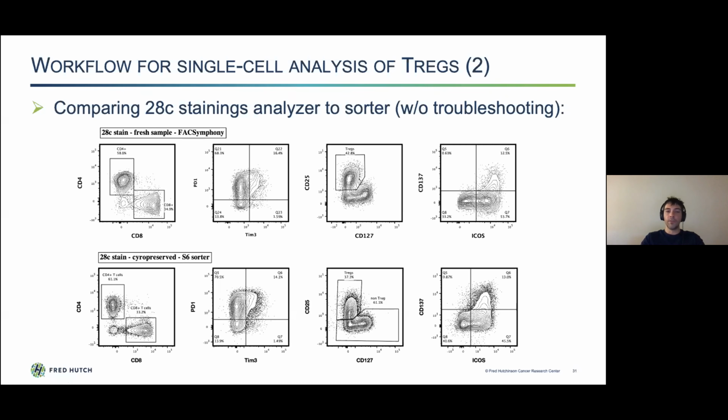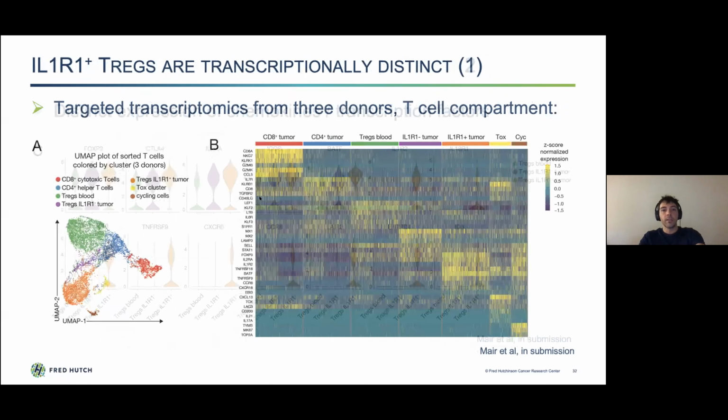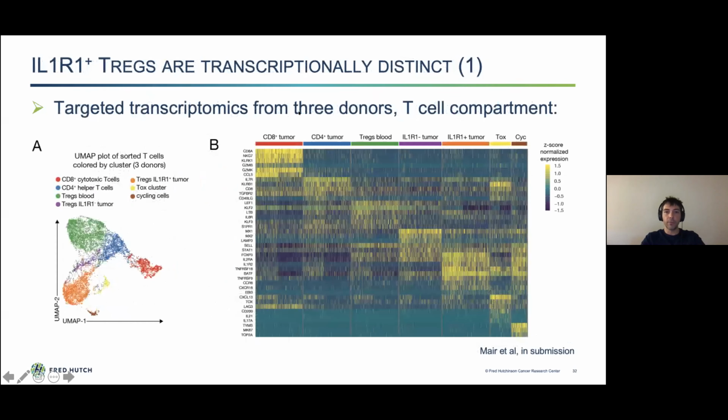So we did sort various T-cell populations because that's what we were interested in. In a nutshell, to stay on time, we did targeted transcriptomics runs from 3 different donors and focused just on the T-cell compartment. Over here, you can see a UMAP plot where after clustering, you can see the cytotoxic CD8s, the helper T-cells, and then actually 3 different populations of Tregs, which in this heat map are the blood Tregs, and then 2 populations of tumor Tregs. And these corresponded to the IL-1 receptor negative tumor Tregs and the IL-1 receptor positive tumor Tregs.